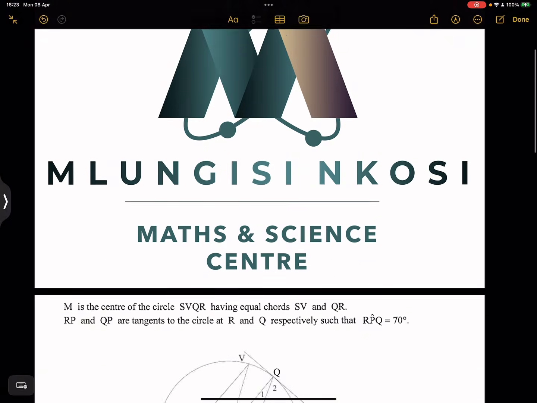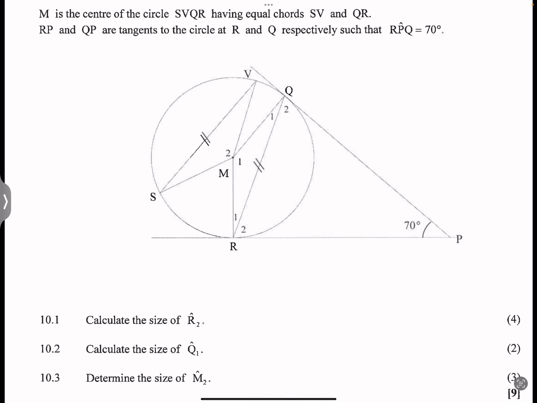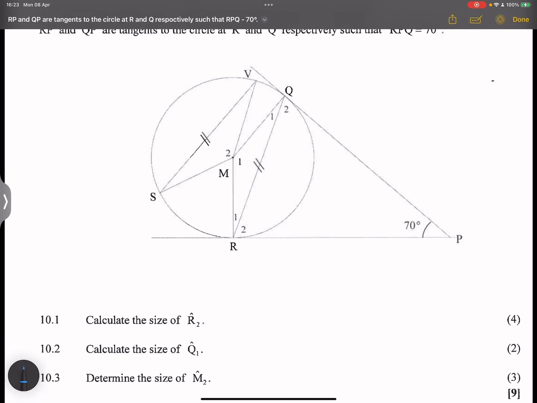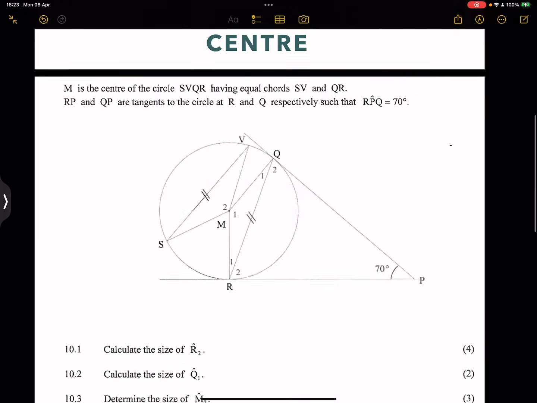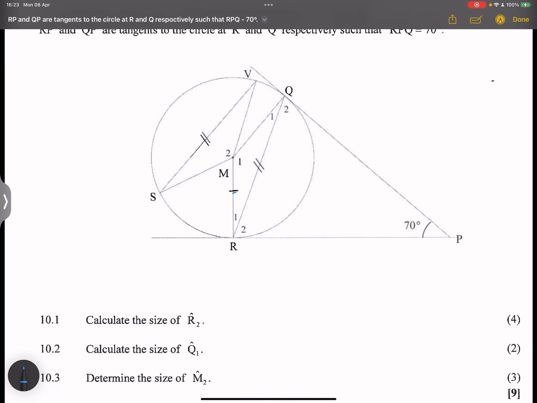So we're looking at a question that I took from a past exam question paper. So what do they say here? They say M is the center of the circle. Now remember guys, in the previous videos, I had shown you that whenever you've got a center to a circle, what are we going to do? Just indicate those radii, isn't it? Okay, so we know that it means that MR will be equal to MQ. That will be equal to MV. That will also equal MS. And why is that? Because all of those are radii.